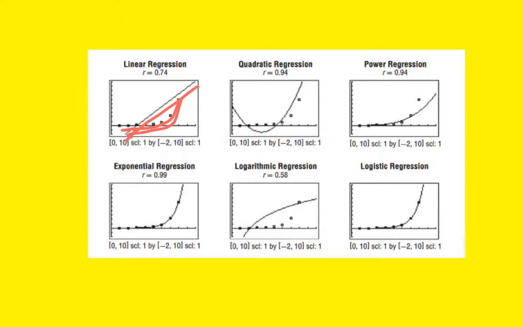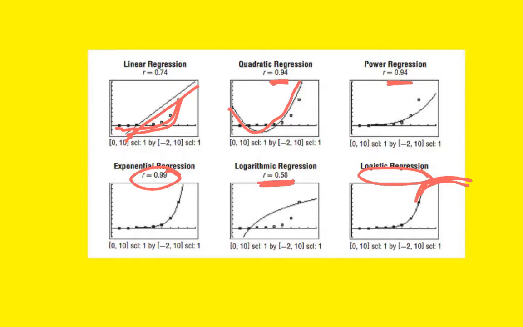It's 0.74. That's bad. And then same data, if I try to fit it to a quadratic, this is a 0.94. Notice that doesn't look like the data. A power regression, 0.94. An exponential regression, 0.99. That's really good. So that's the R that you're looking at each time. A logarithmic, 0.58. That's the worst one of all. And then a logistic, notice there's no R. It can't tell you because we don't know if it's going to level off or not. So there's no data there to say that it will.